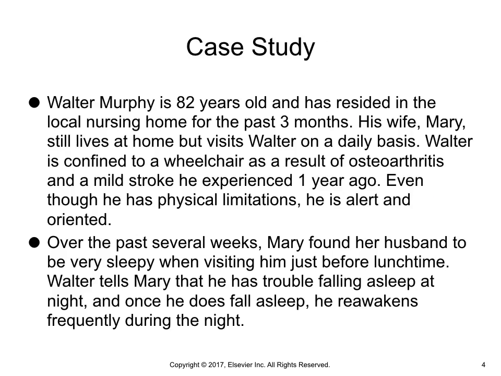Case study: Walter Murphy is 82 years old, and has resided in the local nursing home for the past 3 months. His wife, Mary, still lives at home, but visits Walter on a daily basis. Walter is confined to a wheelchair as a result of osteoarthritis and a mild stroke he experienced 1 year ago. Even though he has physical limitations, he is alert and oriented.